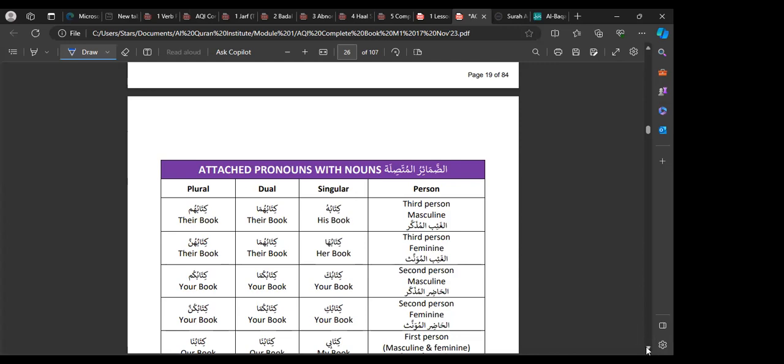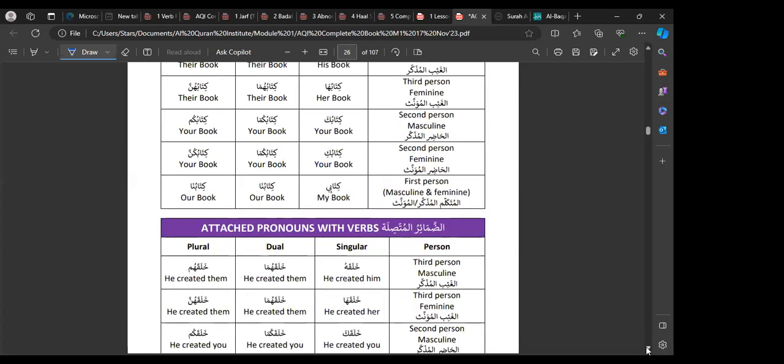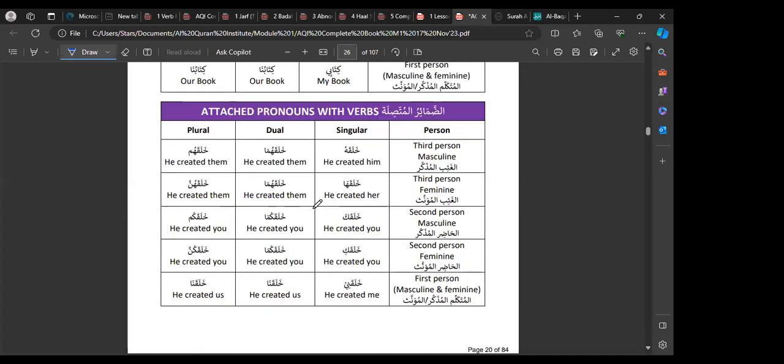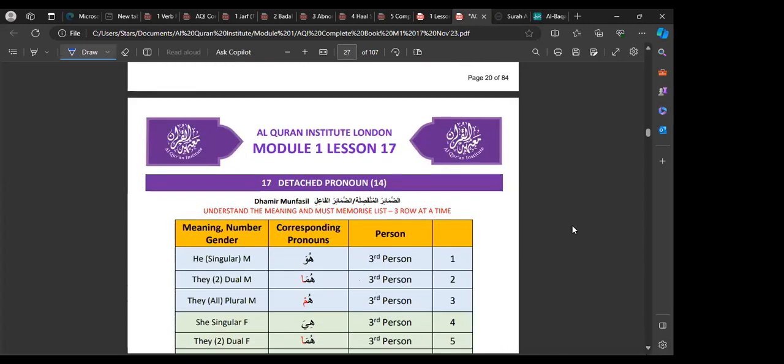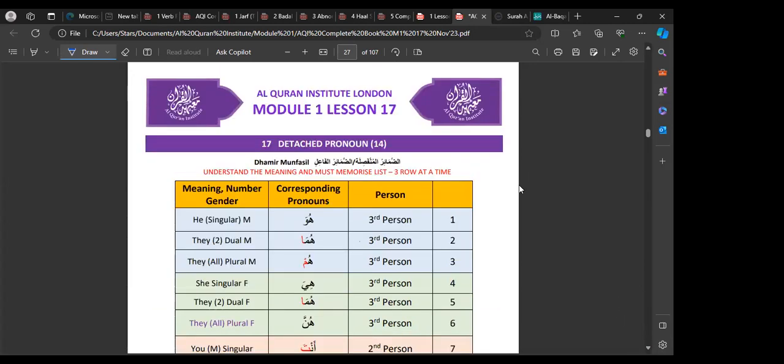Detached pronouns. And that's what we are going to start today. This is the verb version for attached. But now we will go to detached. Inshallah, lesson 17. Detached pronouns. الضمائر المنفصلة or الضمائر الفاعل, the doer. Detached or the doer. This is what we would understand as personal pronouns.